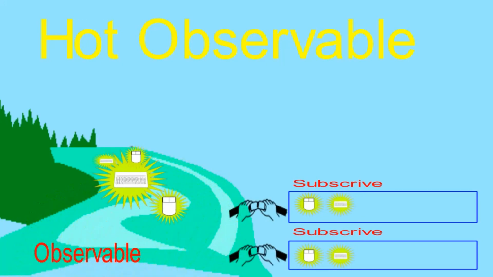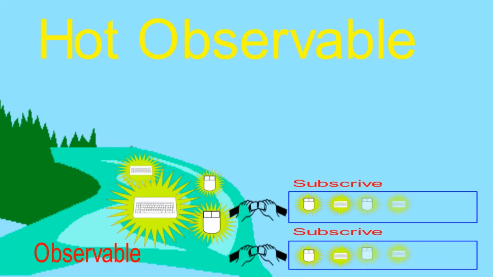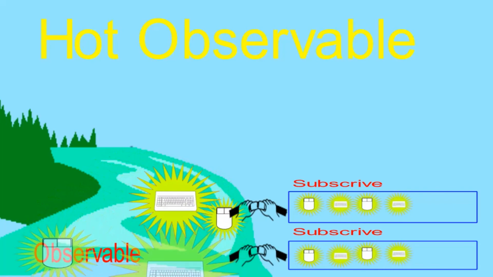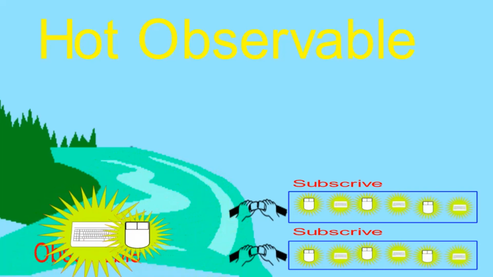This time, we focused on the difference between cold observable and hot observable and explained it.